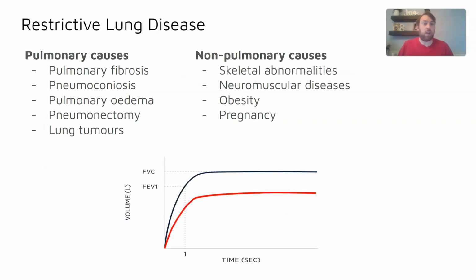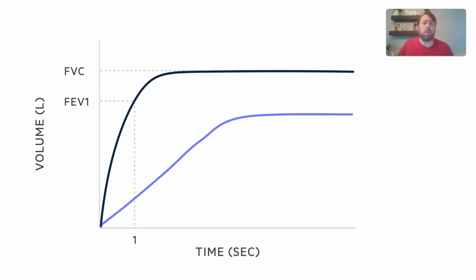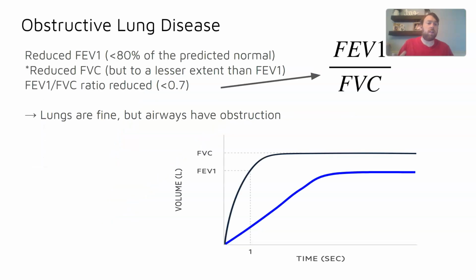This FEV1 to FVC ratio is not usable for a restrictive lung disease because if we look at a restrictive lung disease, the shape of the graph is just about the same as it should be if they had a bigger vital capacity. It's just a lessened vital capacity. But in this case, we can see that the lungs are not getting to the vital capacity quick enough. And so that ratio, the amount of time that it takes is going to be greatly increased, and the ratio is going to be much decreased.